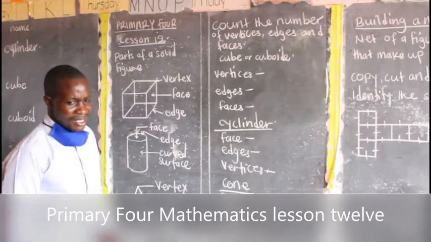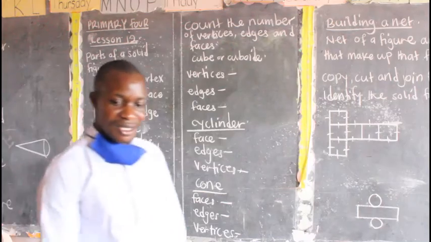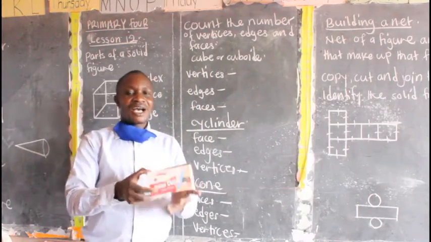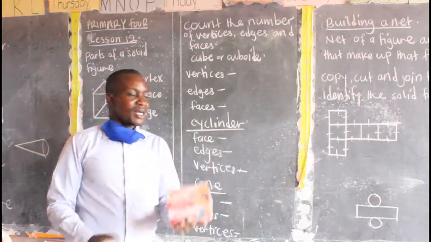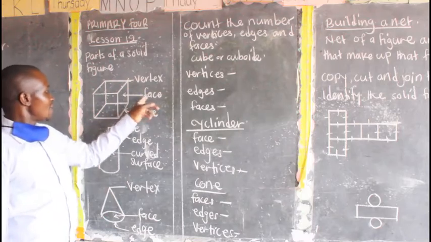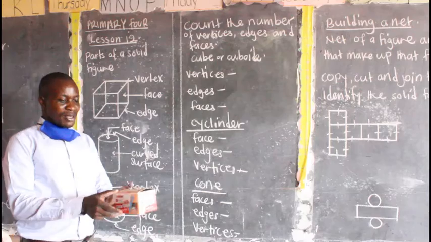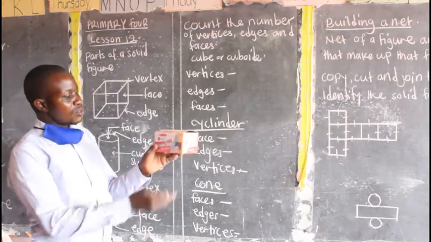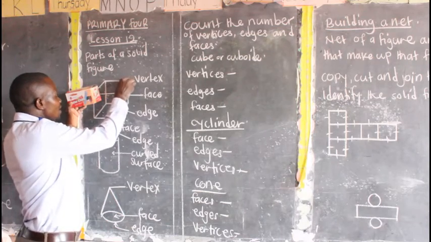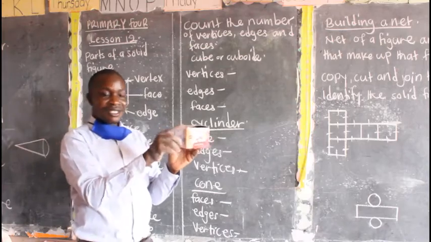And we are beginning with a cuboid. Here is a box of chalk, and this is our cuboid. Here we are naming the vertex, face and edge. On this box here, what we call vertex is these corners. This corner, that's why I'm pointing to this and this corner here. This corner here is what we call vertex.